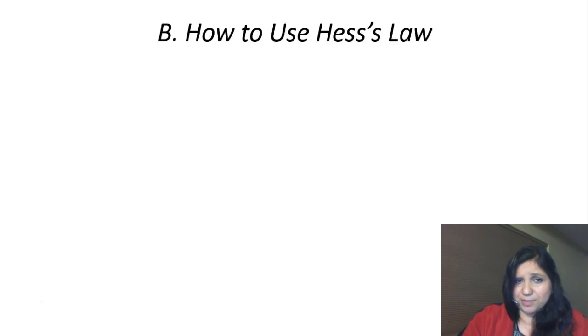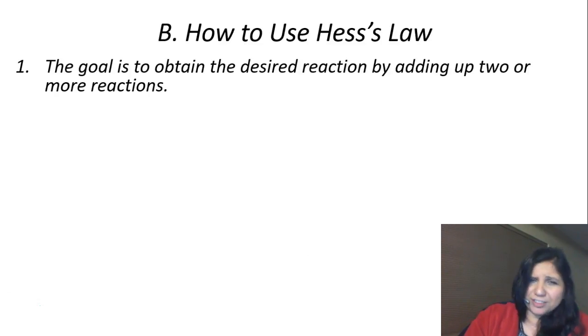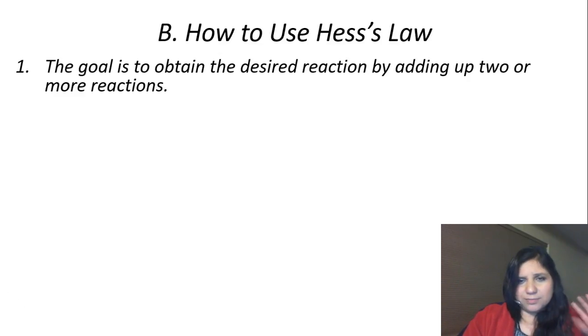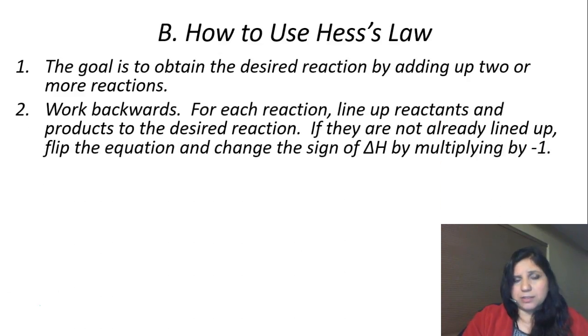So a bunch of steps. Number one, the goal is to obtain the desired reaction by adding up two or more reactions, which is kind of what I just said. So we're going to take at least two reactions, turn them into a desired reaction. We're going to work backwards. So for each reaction, we'll line up the reactants to the desired reaction. So we're trying to make it look like the desired reaction by lining them up in the correct spot. If it's a reactant in the desired reaction, then we want it to be a reactant in the equation that we're working with.